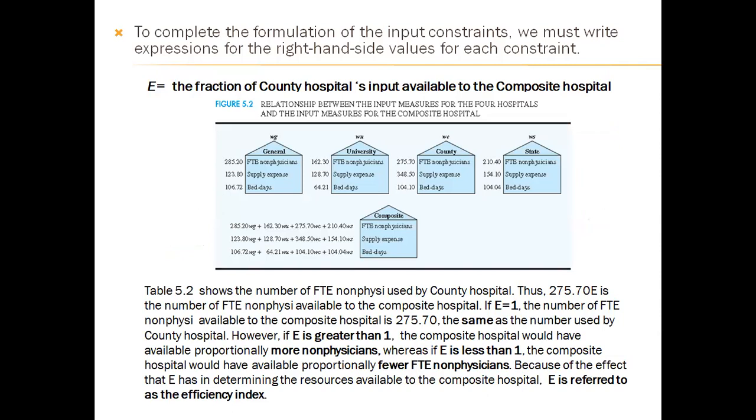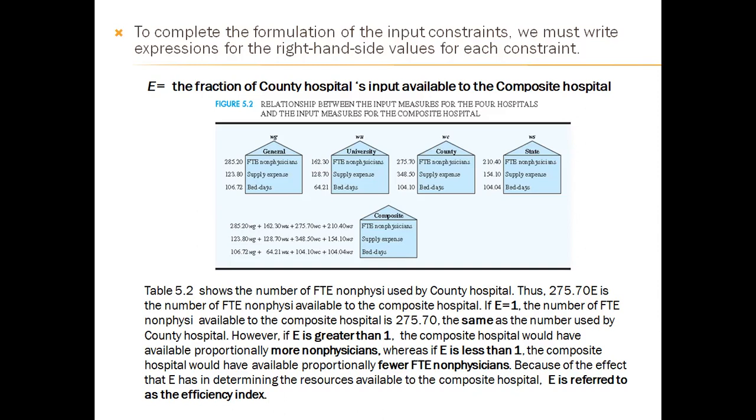To complete the formulation of the input constraints, we must write the expressions for the right-hand side values for each constraint. E is equal to the fraction of county hospital's input available to the composite hospital. So I need you to check Table 5.2, guys. This is the relationship between the input measures for the four hospitals and the input measures for the composite hospital. This table shows the number of FTE non-physicians used by county hospital. As you can see under the WC, the first number that you can see is 275.70, which is on the FTE non-physicians.